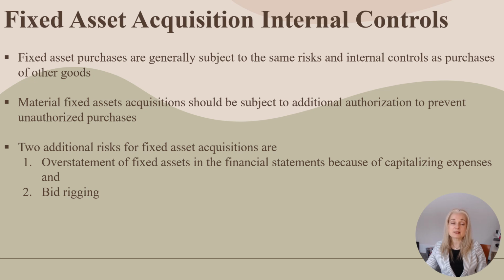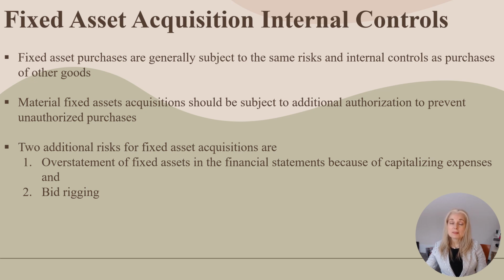Two additional risks that you need to consider when you're thinking about acquiring fixed assets are the overstatement of fixed assets in financial statements because of capitalizing expenses. The frauds that we talked about earlier on in class, especially WorldCom. One of the financial misstatements occurred because the company was booking period expenses as capital expenses. So you have to make sure that you select the appropriate form of depreciation for the asset and you utilize that.